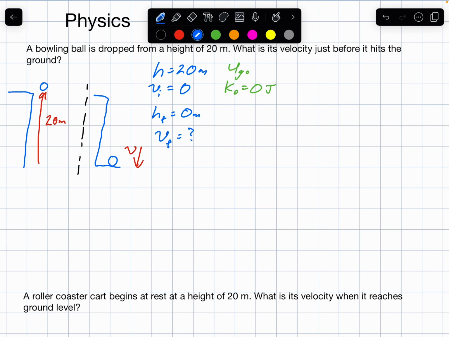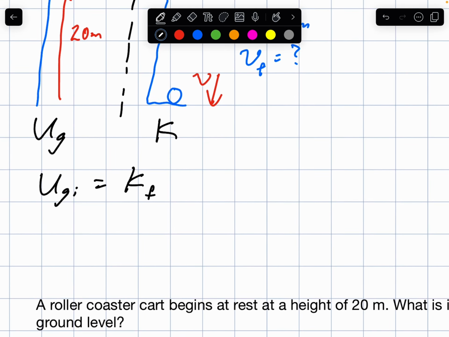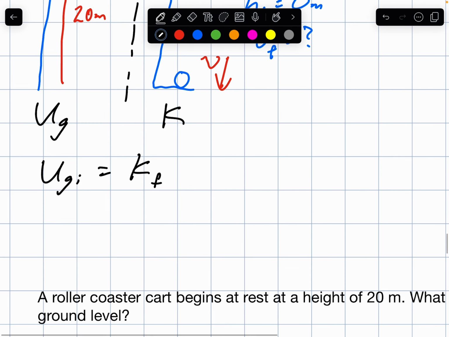Well, initially, like we said, there is gravitational potential energy. There is UG here, and then later on there is K, and that's it. There are no other energies involved. Otherwise, this would be a little bit more complicated. So I can write out this equation that the initial gravitational potential energy is equal to the final kinetic energy. Notice no mass is given. Okay, so I can substitute in now.